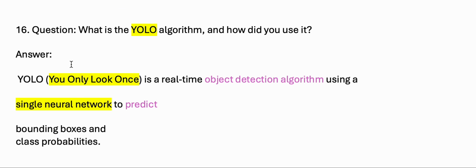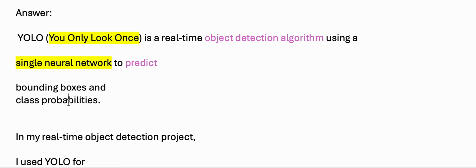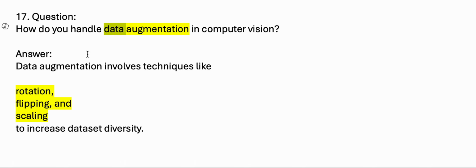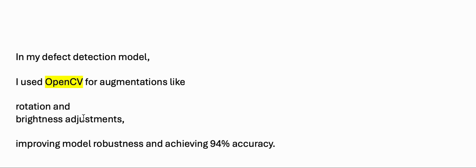Next, computer vision. What is the YOLO algorithm? How did you use it? YOLO is You Only Look Once, a real-time object detection algorithm using a single neural network to predict bounding boxes and class probabilities. Next, how do you handle data augmentation in computer vision? Data augmentation involves techniques like rotation, flipping, and scaling to increase dataset diversity.